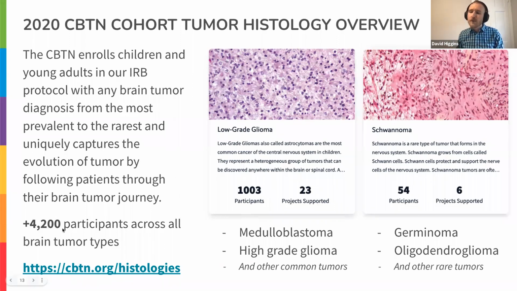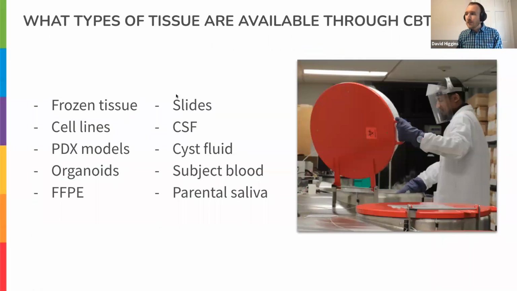And so, in all, we have more than 4,200 participants across all these types. And so if you study a single particular brain tumor type, you could read about it on our website, cbtn.org/histologies. And that's a great way to see all the different participants and projects we've supported based on different histologies.